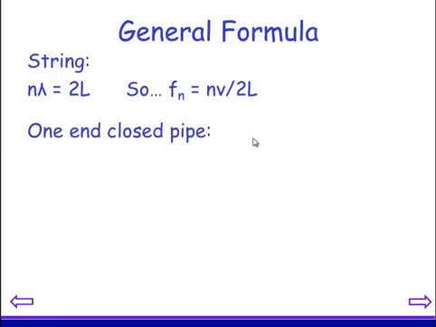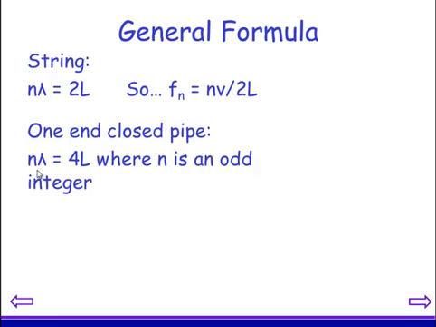For a one end closed pipe, here what we find is that the harmonic times the wavelength equals 4 times the length, where n is an odd integer. So it has to be an odd integer. So it's going to be 1, 3, 5, and so forth. The frequency of these harmonics is going to be the harmonic multiplied by the speed of the wave divided by 4 times the length.